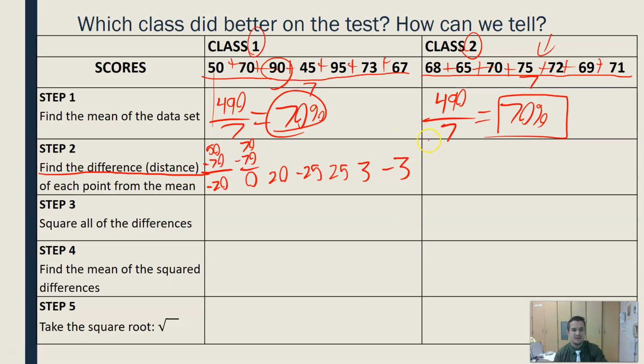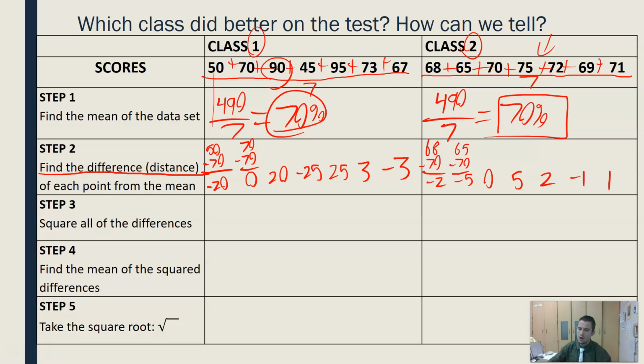In class number 2, I'm going to take 68 minus 70, which is negative 2. 65 minus 70 is negative 5. 70 minus 70 is 0. 75 minus 70 is 5. 72 minus 70 is 2. 69 minus 70 is negative 1. 71 minus 70 is 1. Those are all the distances of each of my data values from the mean. You can already tell that in class number 2, they're all a lot closer to the mean than these values are. I have some values that are 20 or 25 steps away from the mean, whereas in this set they're only between 0 and 5 steps away from the mean.